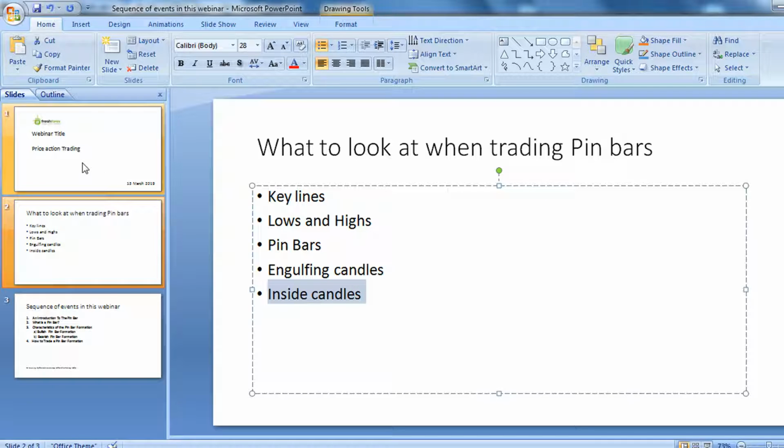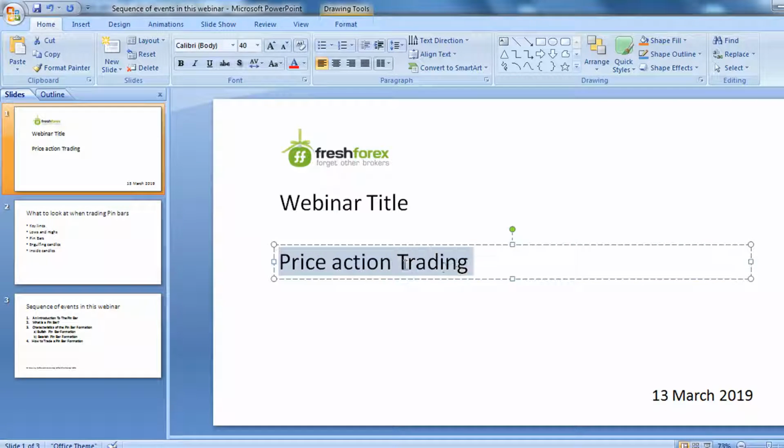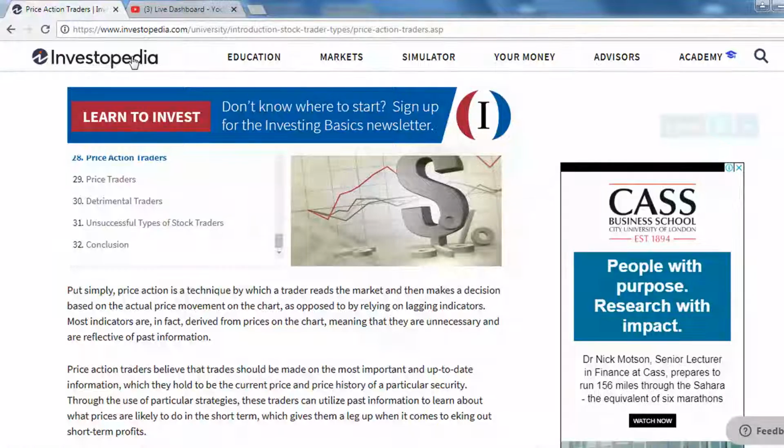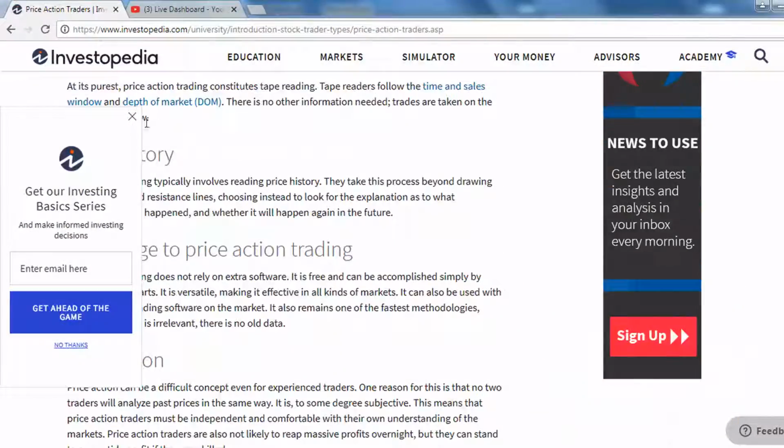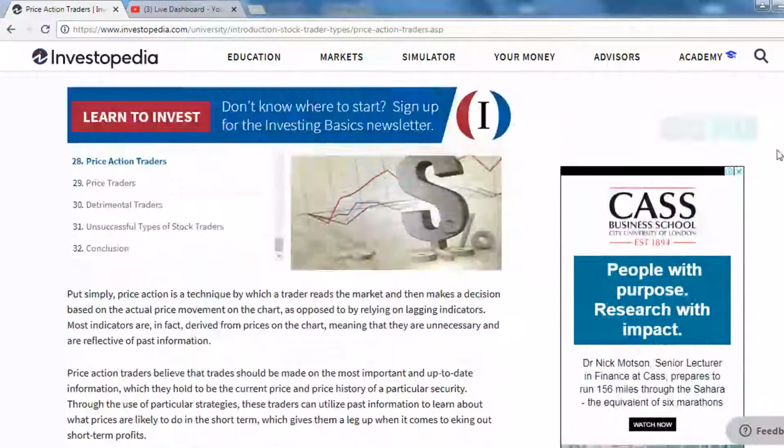So we'll first start by looking at what is price action trading. What is price action itself? This is what I pulled out from online, and it says that, simply put, price action is a technique by which a trader reads the market and then makes a decision based on the actual price movements on the chart, as opposed to relying on lagging indicators. Most indicators are in fact derived from price action.